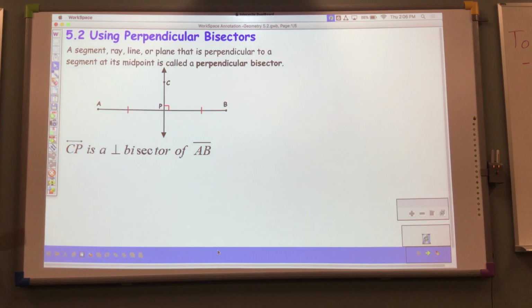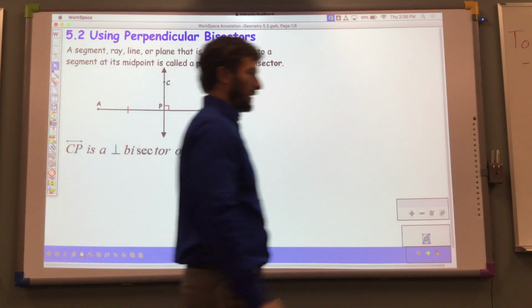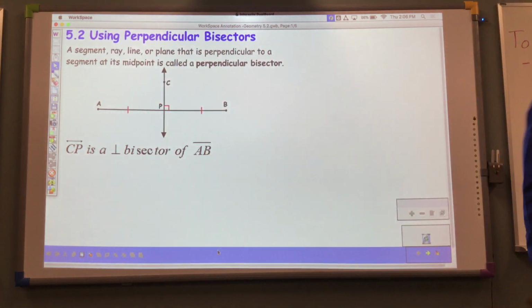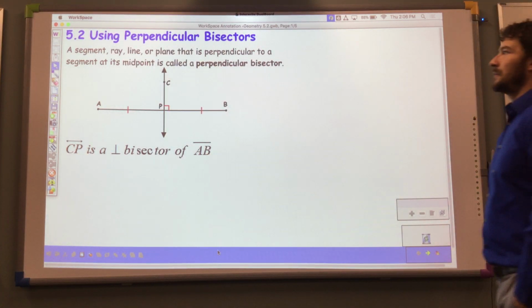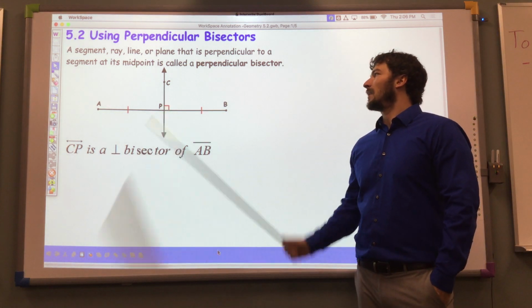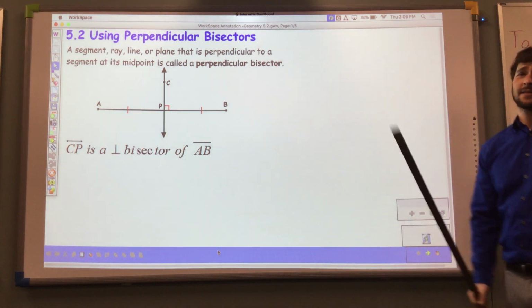All right, 5.2. Talking about perpendicular bisectors today. You should know what the word perpendicular means. That obviously means you are intersecting at a right angle. And a bisector cuts something in half.